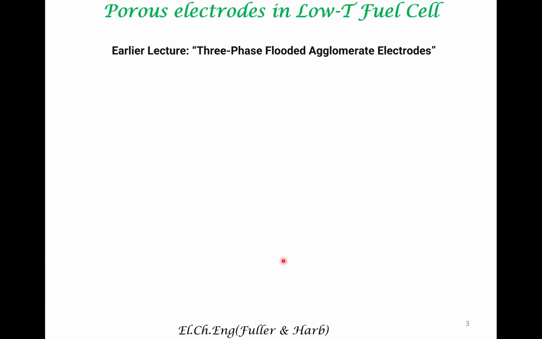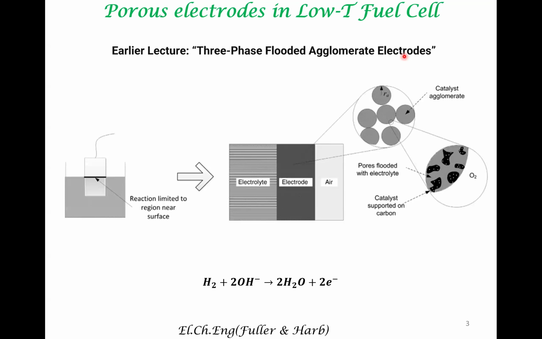We have looked at a low temperature fuel cell in the context of porous electrodes in this lecture. Please refer to this lecture for the elaboration of so-called flooded agglomerate electrodes. Again, the argument goes as follows. If you are just considering a planar electrode, the three-phase boundary is limited to a very narrow region. However, we want to increase the interfacial area wherein the three-phase boundary is present. That's why we have a porous electrode.